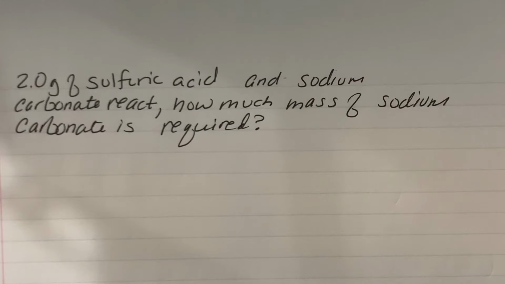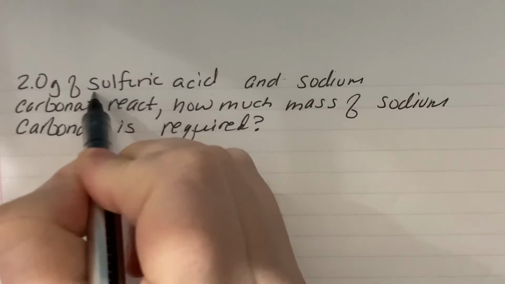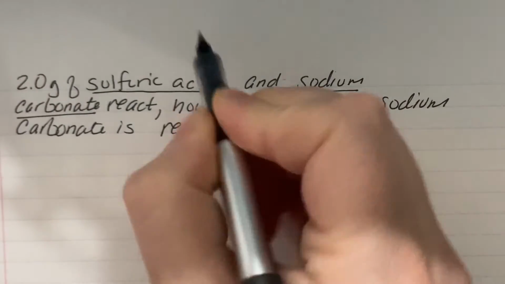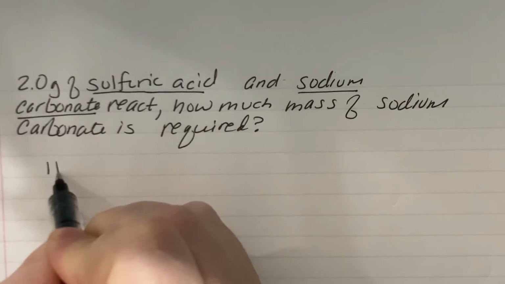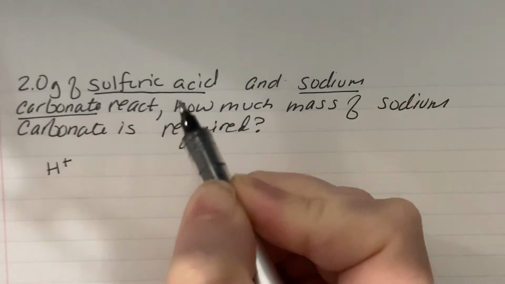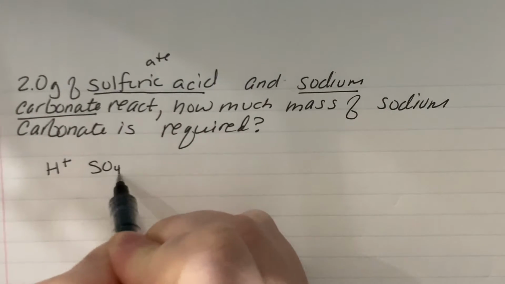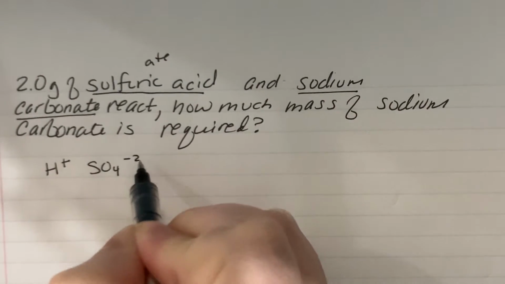2.0 grams of sulfuric acid react with sodium carbonate. How much mass of sodium carbonate is required? So our reactants are sulfuric acid and sodium carbonate. Acid, that means I'm going to have hydrogen as my cation. "ic" equals "ate", so I'm going to have sulfate as my polyatomic ion.